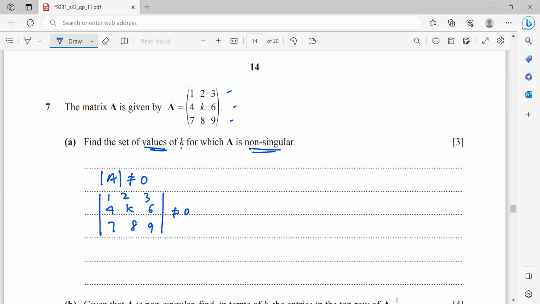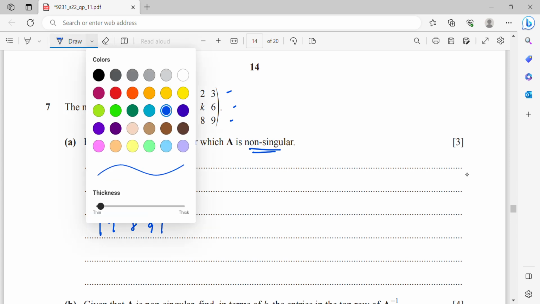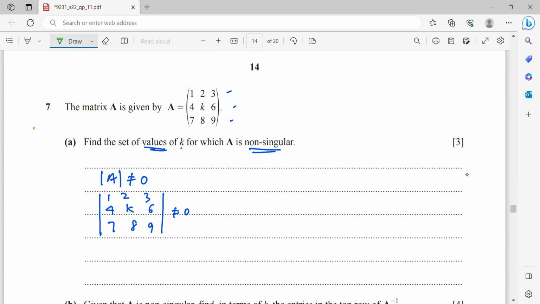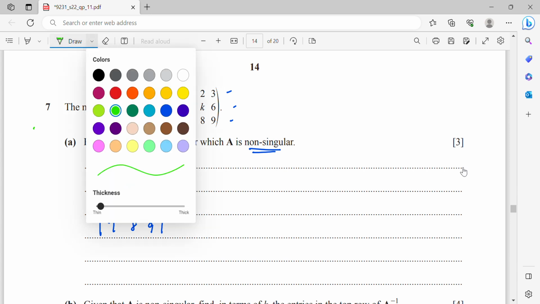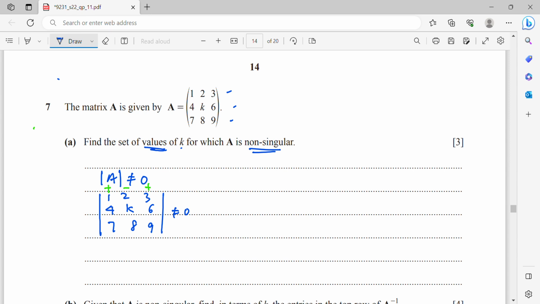To get the determinant, we need to fix one row or column. So now I'm fixing the first row. I label the values on the first row as plus, minus, plus. When you cover the first row and consider the first column, the cross out is 1. So I will write plus 1. The remaining will be k, 6, 8, 9.